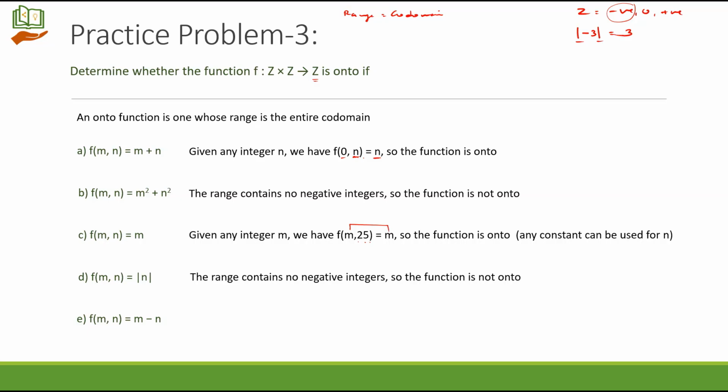What about E? f(m, n) = m - n. What is m - n? The difference. Given any integer m, we have f(m, 0) = m. So this will have any value that belongs to the integer part. So the function is onto.